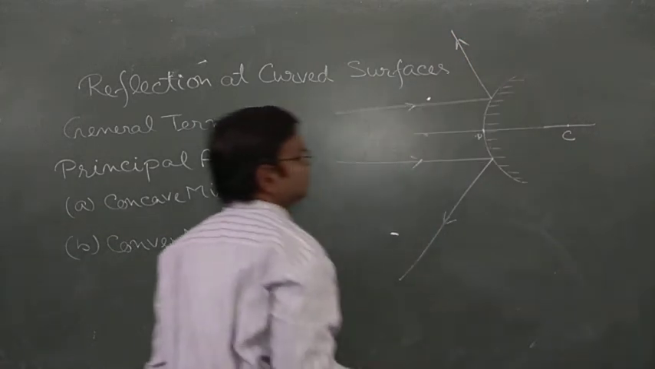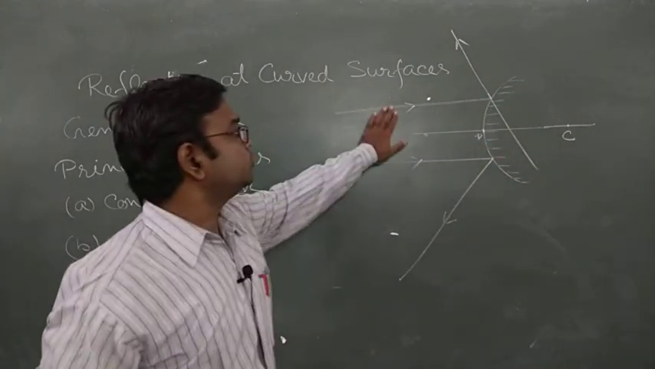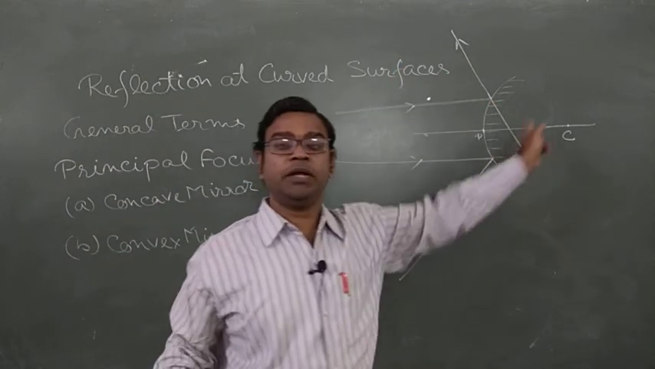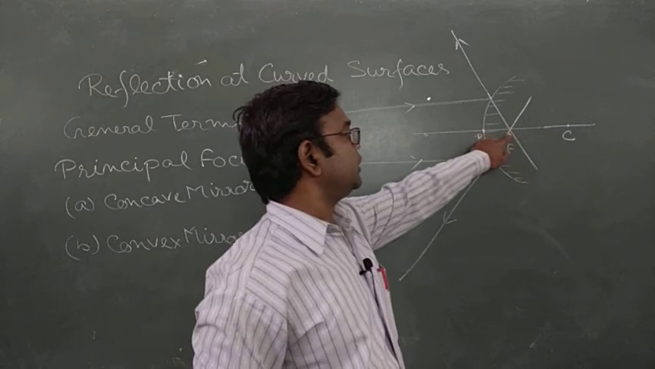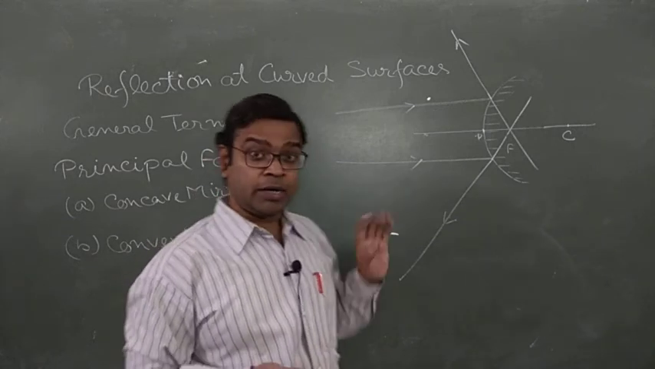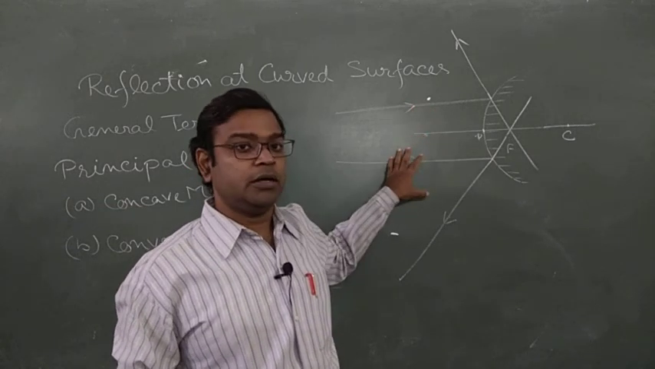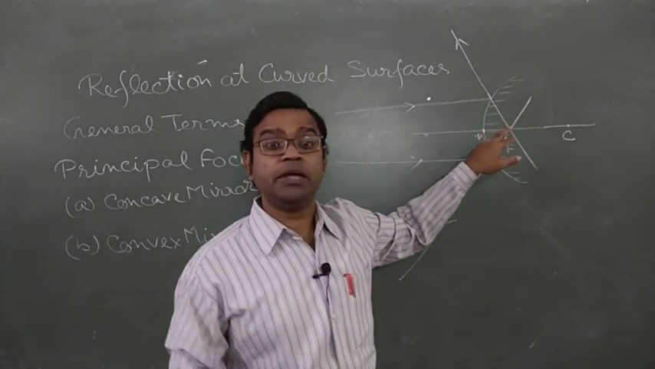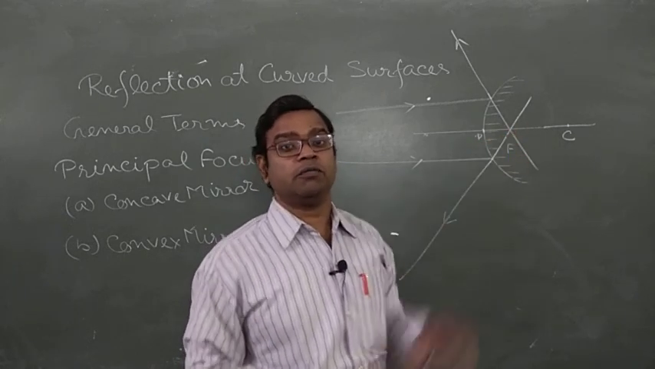Incident on this, and now what happens? When we produce these reflected rays backward, they do not actually meet, but they appear to meet at some point on the principal axis. This imaginary point is known as the principal focus of your convex mirror. Always remember that in the case of a concave mirror, light rays actually meet, but in the case of a convex mirror, light rays do not meet; when we produce the reflected rays backward, they appear to meet at some point behind the mirror. That point is known as the principal focus of the convex mirror.